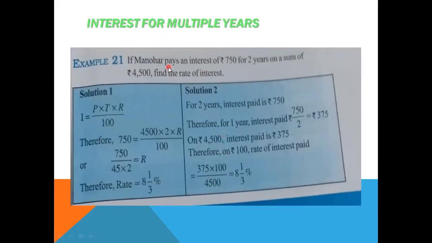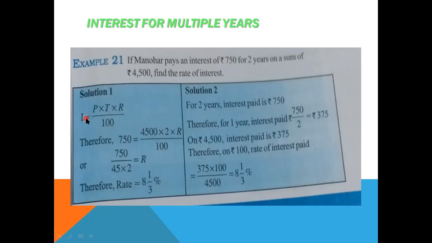So how can you solve the sums? If Manohar pays an interest of 750 rupees for 2 years on a sum of 4,500 rupees, find the rate of interest. So here the principal amount is 4,500 rupees. For 4,500 rupees he paid 750 rupees for 2 years. Now you have to find for 1 year how much he is paying, that means for 100 rupees how much interest he is paying.